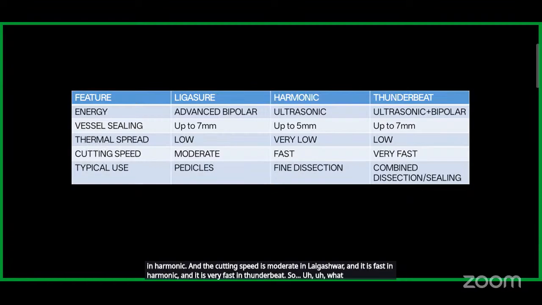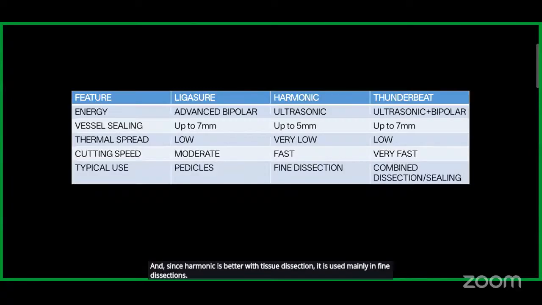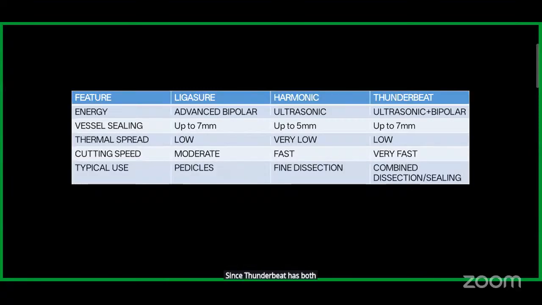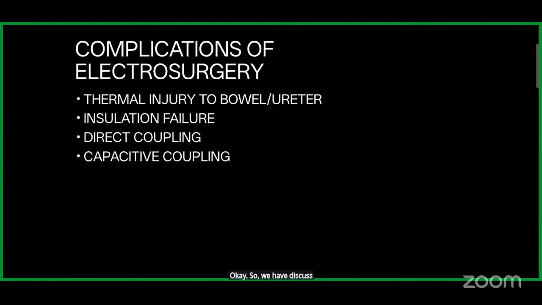What you should understand is, since ligashure is very good with vessel sealing, it is typically used in long pedicles. And since harmonic is better with tissue dissection, it is used mainly in fine dissections. Since Thunderbeat has both these qualities, it can be used for both sealing and for dissection. So we have discussed all the energy sources.